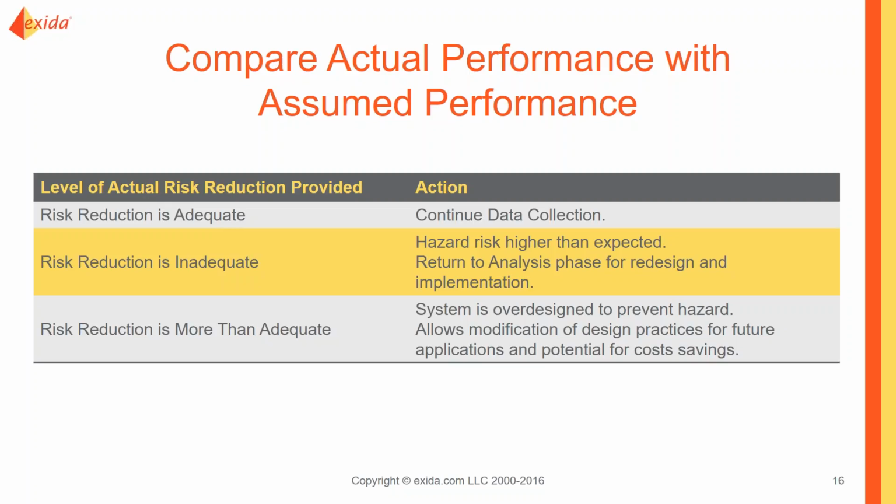You might also find that your risk reduction is inadequate. This is the worst case scenario. The hazard risk is higher than you expected. In this case, you have to return to the analysis phase for redesign and implementation. On the other hand, you might find that the risk reduction is more than adequate. This means your system is over-designed to prevent the hazard. This information will help you the next time you analyze your next system, and in the end, it will save you money.